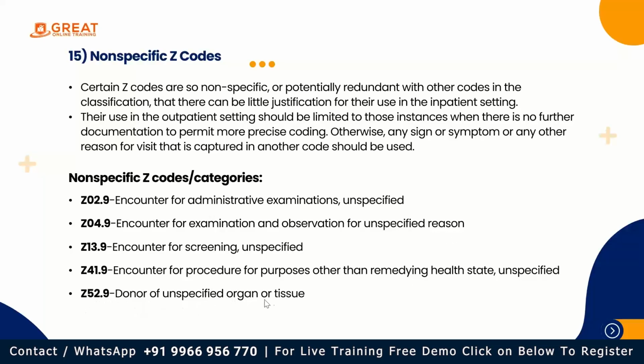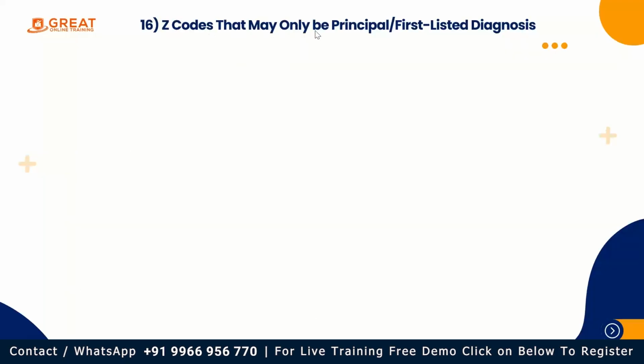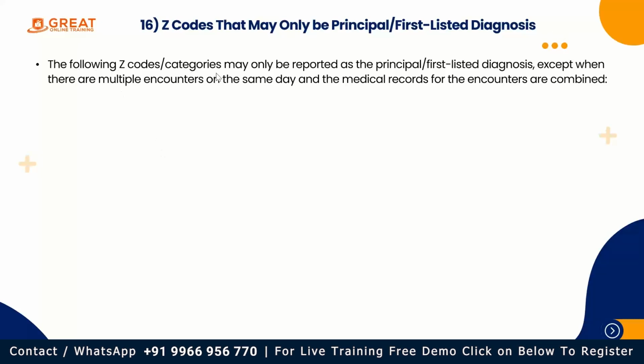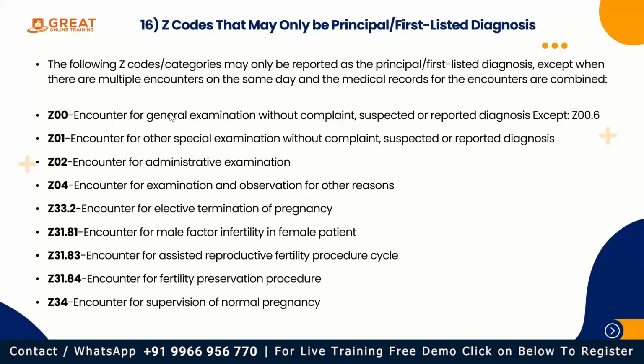G52.9 donor of unspecified organ or tissue. G codes that may only be principal or first listed diagnosis. The following G codes category may only be reported as a principal or first listed diagnosis except when there are multiple encounters on the same day and medical records for encounter are combined. Examples are G00 encounter for general examination, G01 encounter for other special examination. So these are a few examples of G codes that may only be primary or first listed diagnosis.